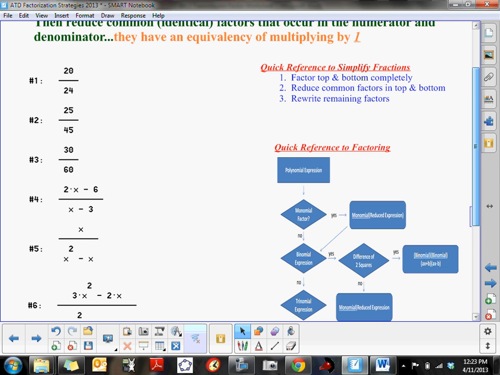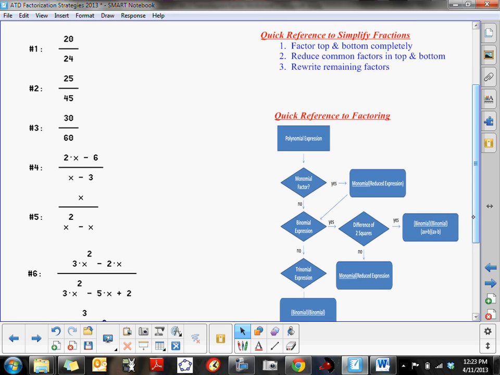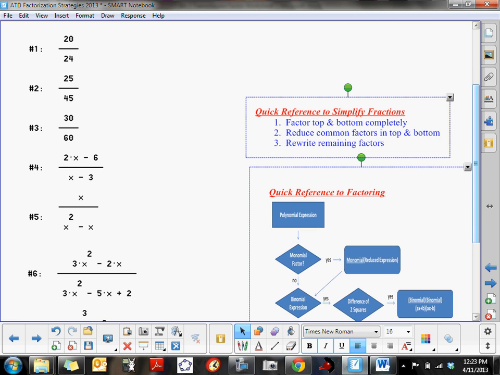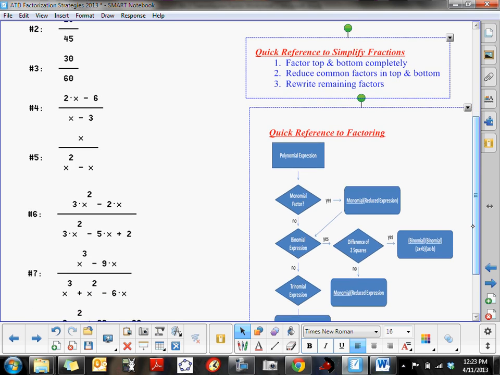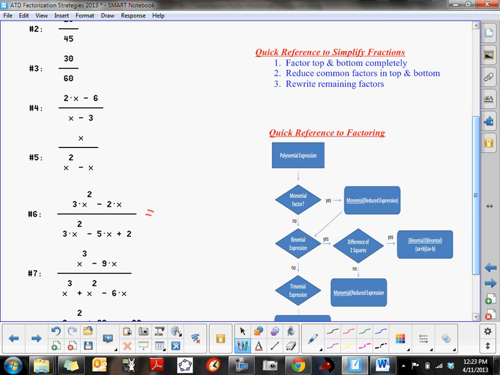In this next example, example number 4, I'm just going to keep working through this reference. I also put on a quick reference guide for factoring polynomials, and we're going to be working with basically binomials and trinomials here. So the first thing I want to do is factor the numerator and denominator completely. So I come up to my chart and I say, is there a monomial factorization? Yes, there is. I can factor out an x. So I factor out an x and it becomes 3x minus 2. Now that's completely factored.